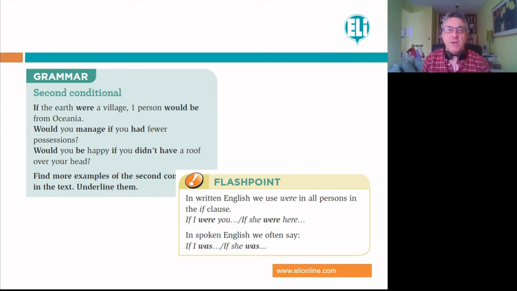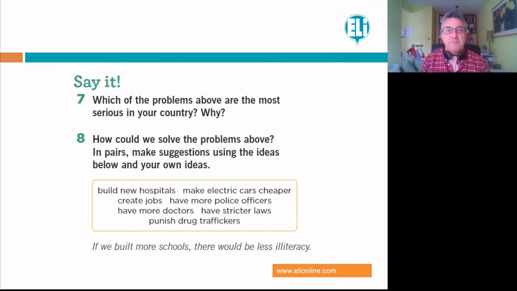Flashpoint is a way of looking at some of the common errors and problems that come up with learners. There we go. If I were you, if she were here. In spoken English we often say if I was. It's true. Some people just don't know the difference, but I think some people say if I were you or if I was you. It's often a difference between spoken and written English.